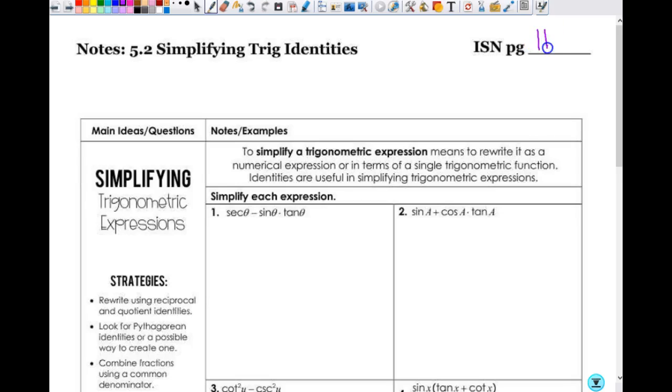So let's go on page 114. Okay, so we looked at some basic identities. We learned about what some of them were on Monday. So now we're going to simplify this. This is going to lead into proving, which leads into solving, and leads into a whole lot of other things, okay?